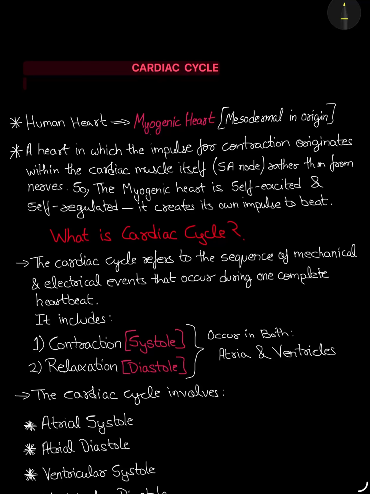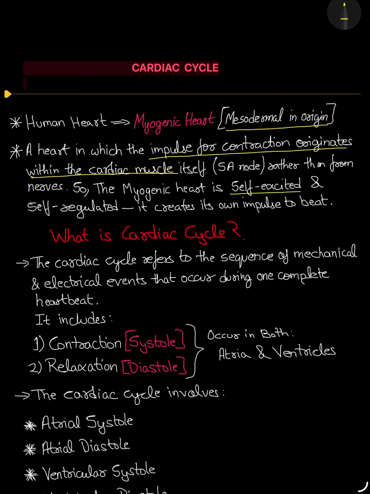Hello guys, so today we are going to talk about cardiac cycle. As we all know, the human heart is a myogenic heart, which is mesodermal in origin. What is a myogenic heart? A heart in which the impulse for contraction originates within the cardiac muscle itself. So a myogenic heart is self-excited and self-regulated. It has an ability to create its own impulse to beat.